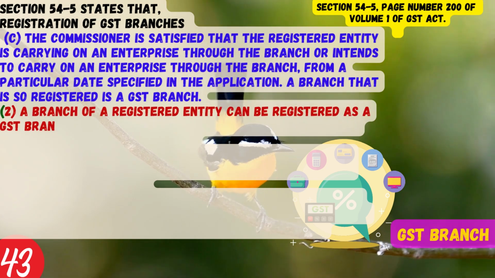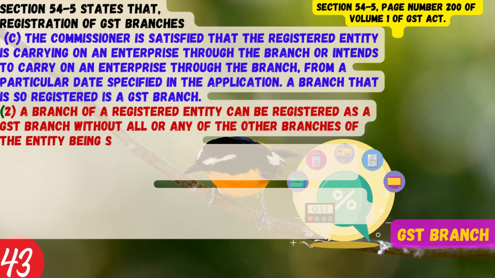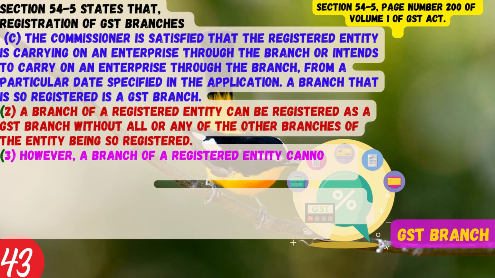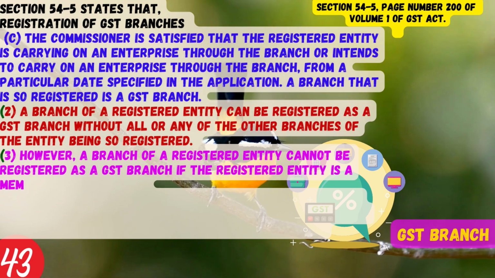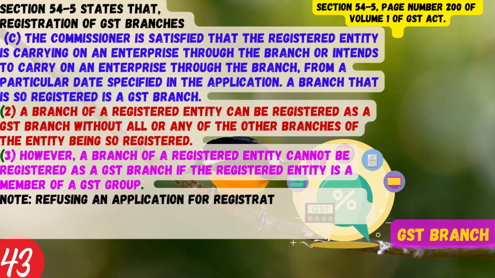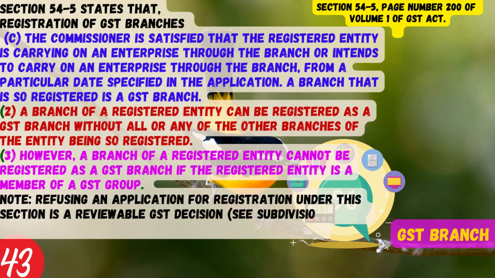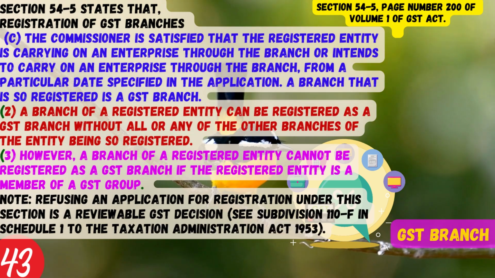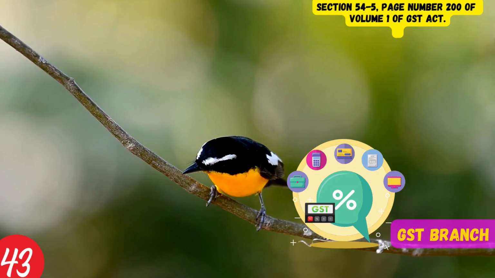A branch that is so registered is a GST branch. 2. A branch of a registered entity can be registered as a GST branch without all or any of the other branches of the entity being so registered. 3. However, a branch of a registered entity cannot be registered as a GST branch if the registered entity is a member of a GST group. Note: refusing an application for registration under this section is a reviewable GST decision. See Subdivision 110F in Schedule 1 to the Taxation Administration Act 1953.